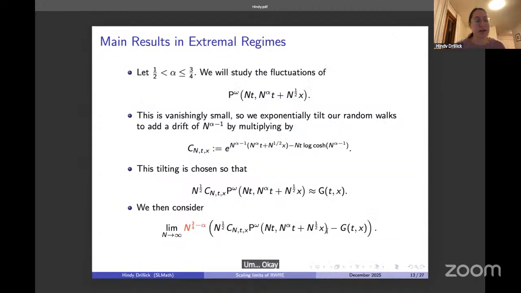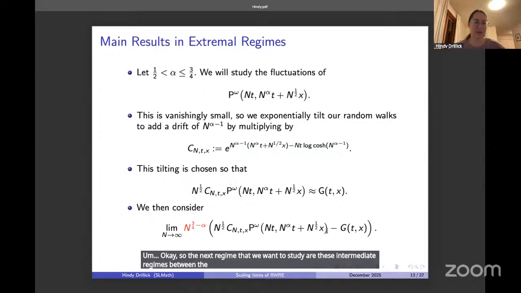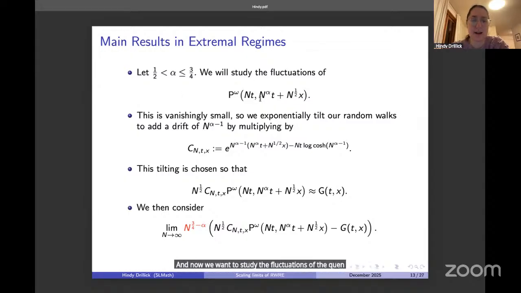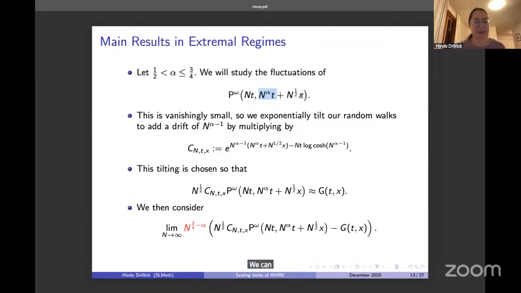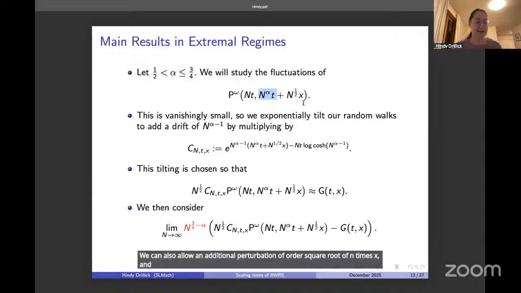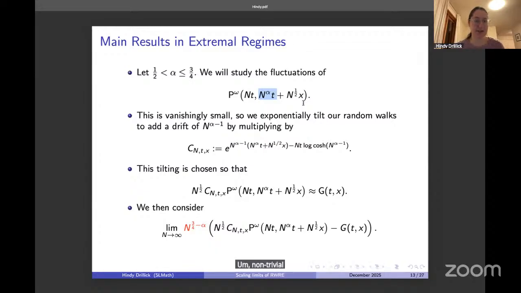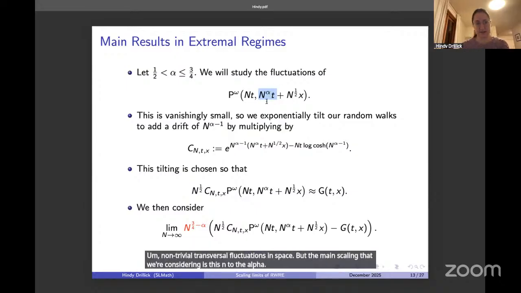Okay, so the next regime that we want to study are these intermediate regimes between the bulk and critical scale. So we're going to let alpha be some exponent between 1/2 and 3/4. And now we want to study the fluctuations of the quenched density in this scaling regime. So we're going to take time again to be nt, and now space will be n to the alpha t. We can also allow an additional perturbation of order square root of n times x, and it turns out this is the correct scale in which we can see non-trivial transversal fluctuations in space. But the main scaling that we're considering is this n to the alpha scale.